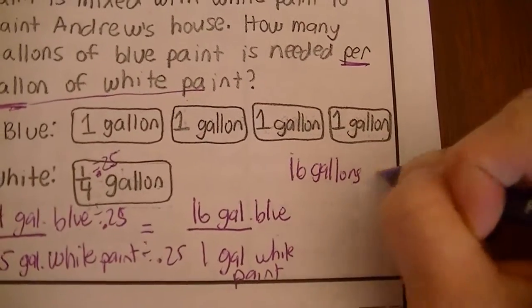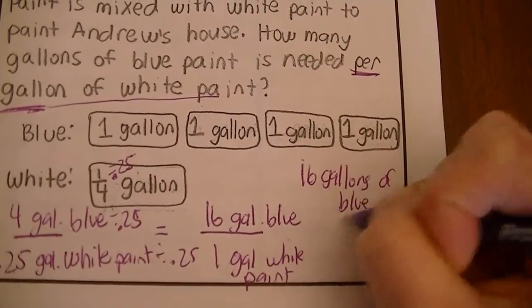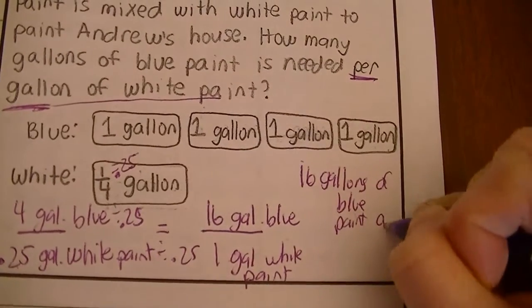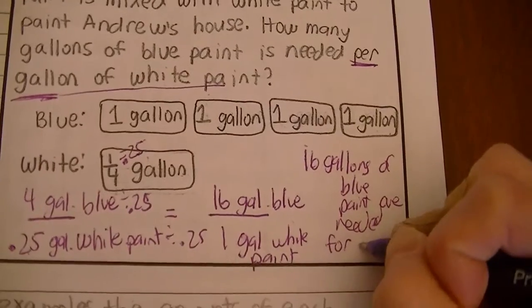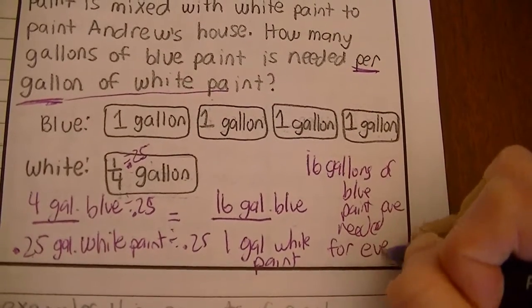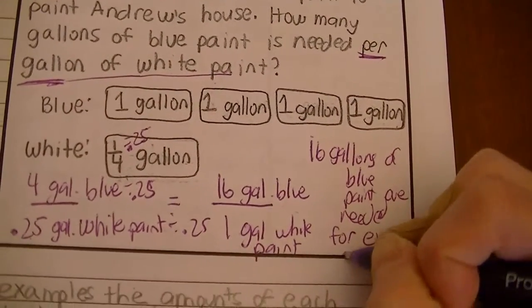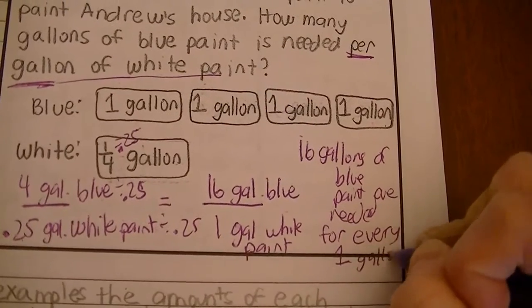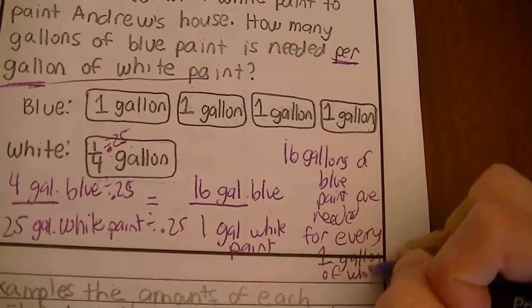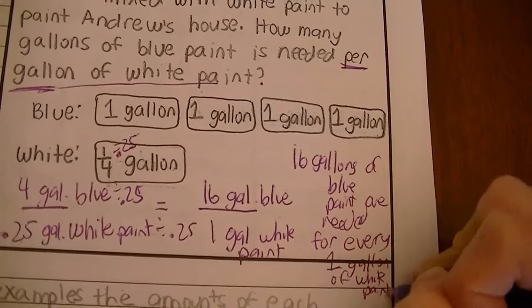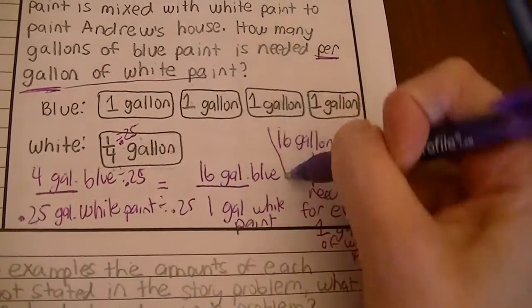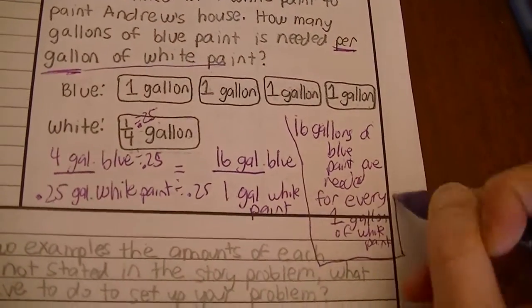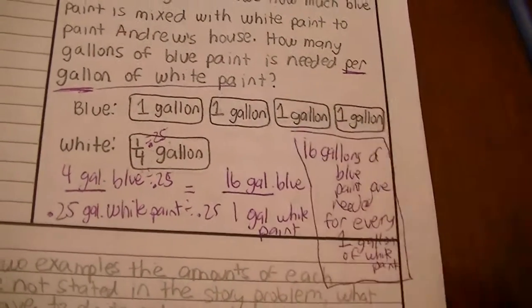That says 16 gallons of blue paint are needed for every 1 gallon of white paint. You could have also said 16 gallons of blue paint are needed per gallon of white paint. Same thing. Whatever your preference of how to word it.